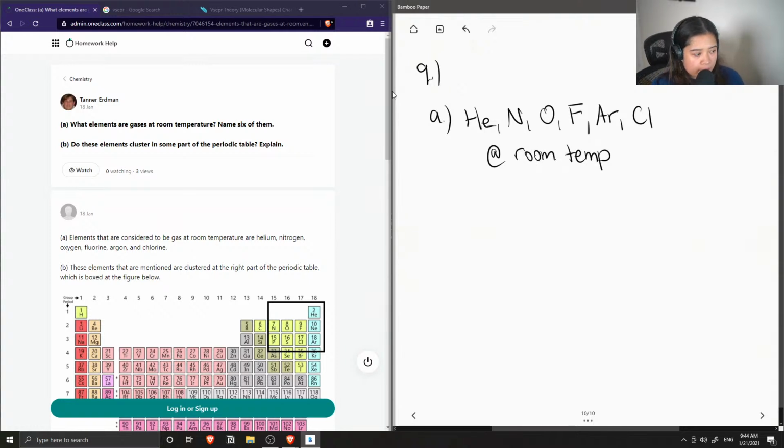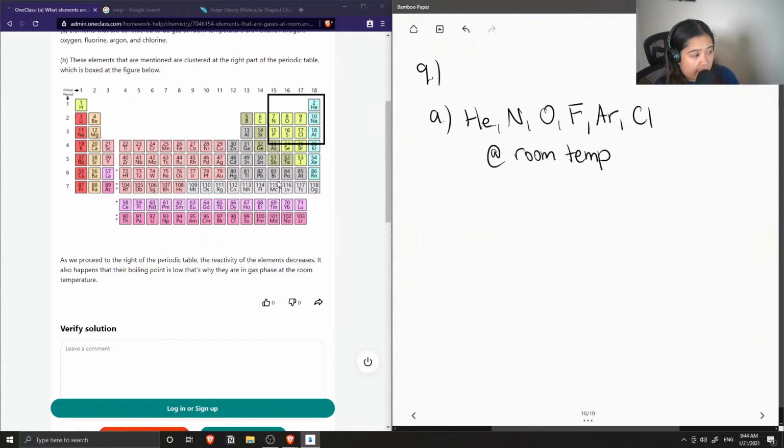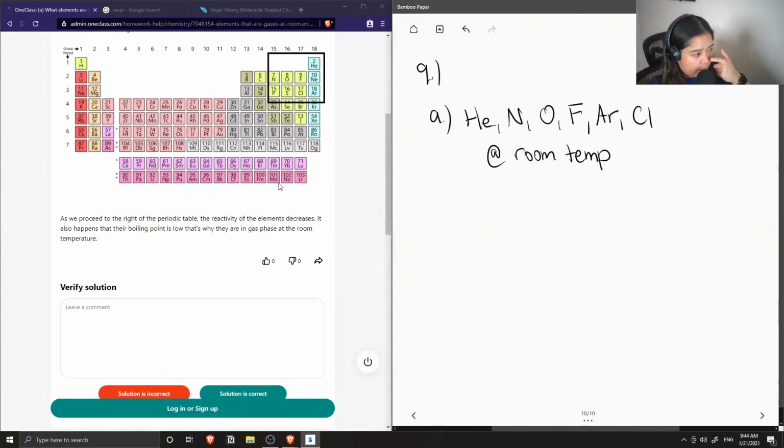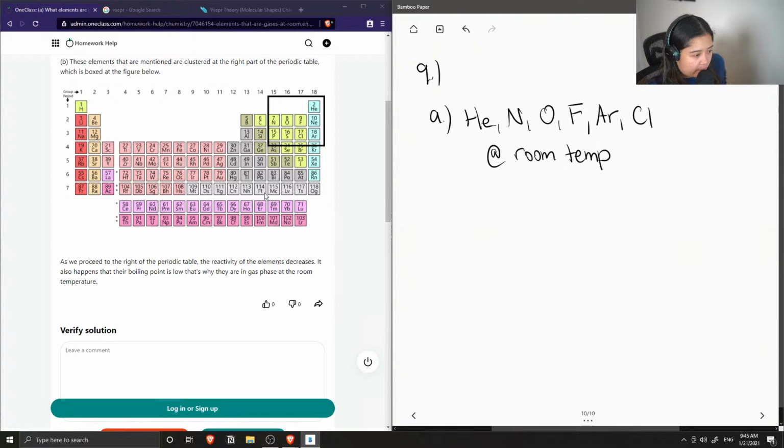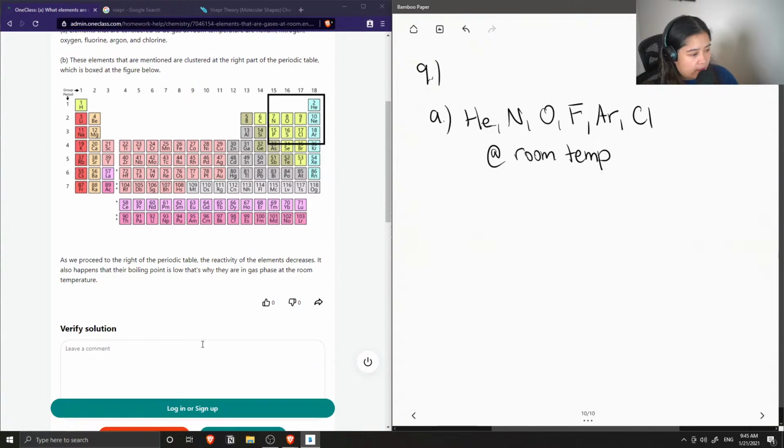And it looks like the junior tutor already mentioned where they are in the periodic table. So we have helium, nitrogen, oxygen, fluorine, argon, chlorine. They're clustered at the top right of the periodic table. As we proceed to the right of the periodic table, the reactivity of the elements decreases. Also, their boiling point is low. That's why they are in gas phase at room temperature. Yep, so the solution is correct.